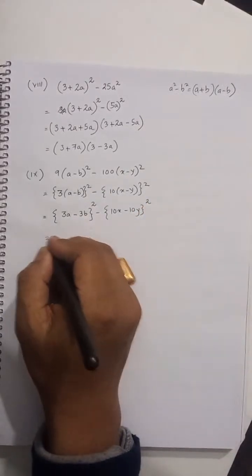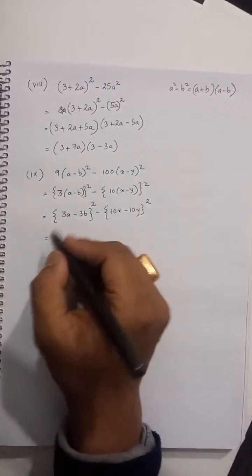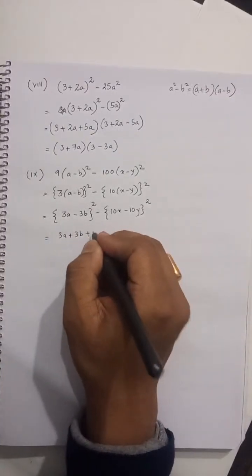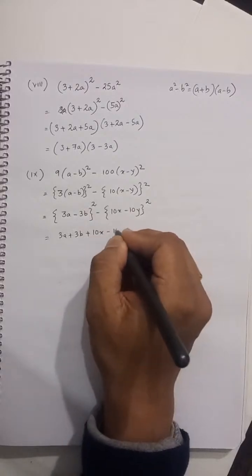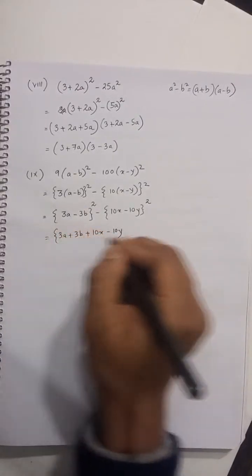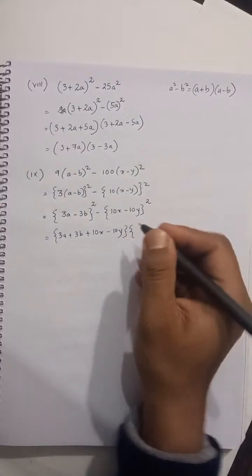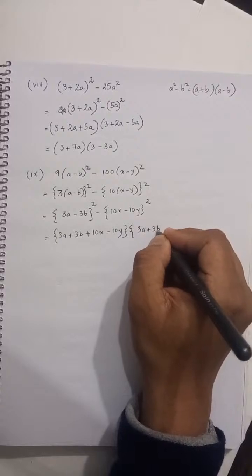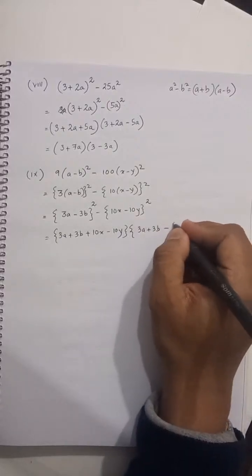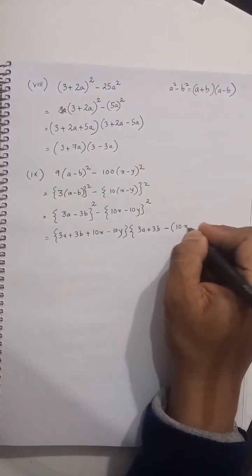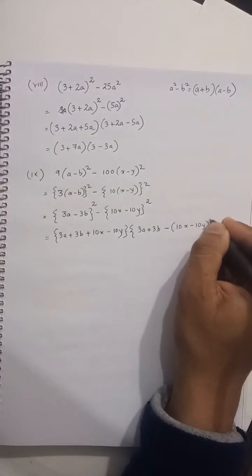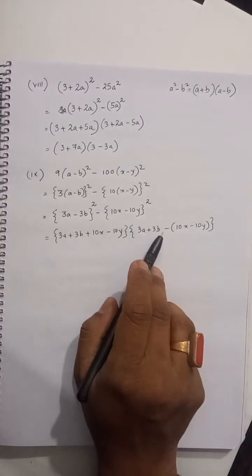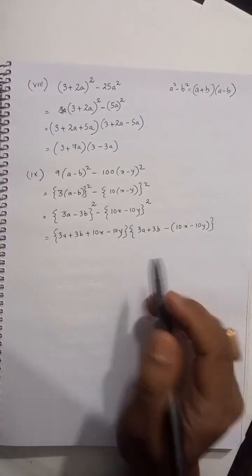Okay, so by identity we'll have a plus b, that means 3a minus 3b plus 10x minus 10y, and 3a minus 3b minus, so most children get confused in this.